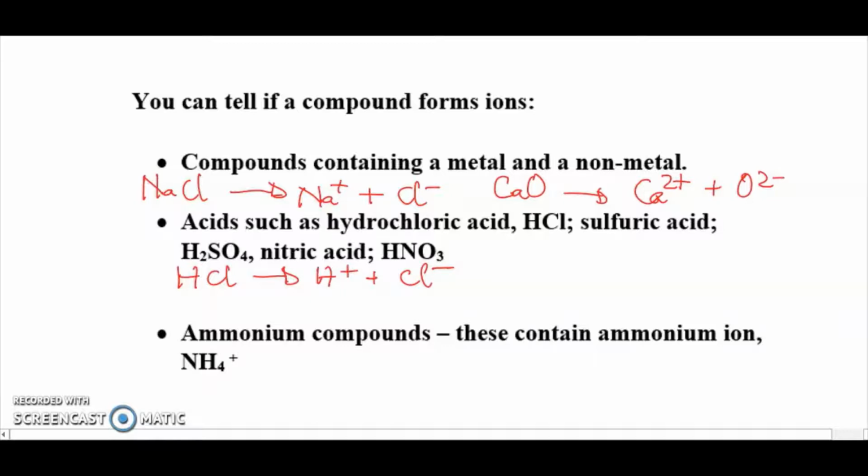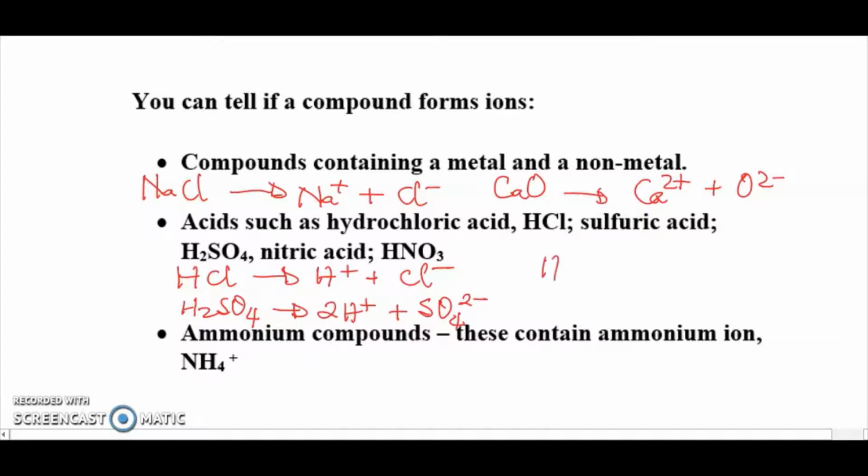If we look at the case of sulfuric acid, H2SO4, it is going to form ions. We have 2 hydrogen atoms here, so it's going to form 2 hydrogen ions. And here we have a polyatomic ion, SO4. This you need to memorize: SO4 2-.